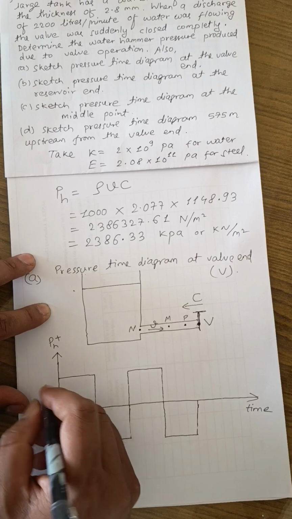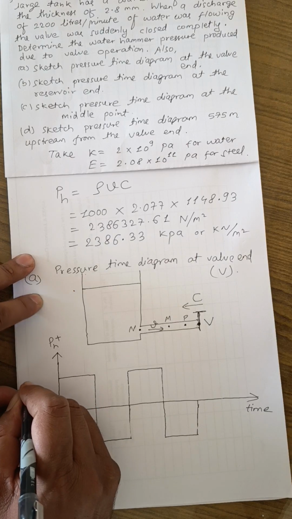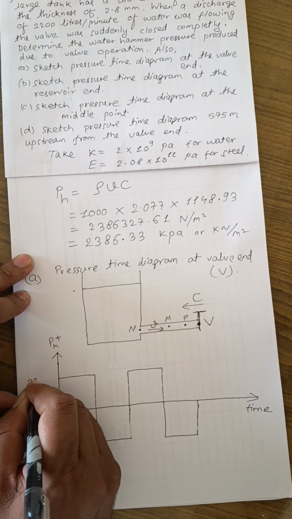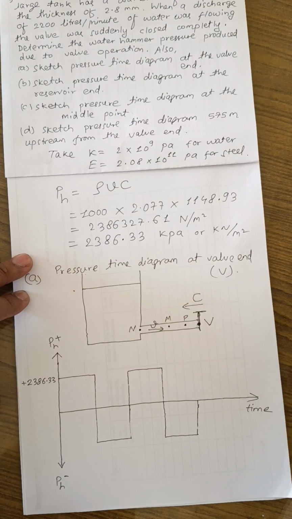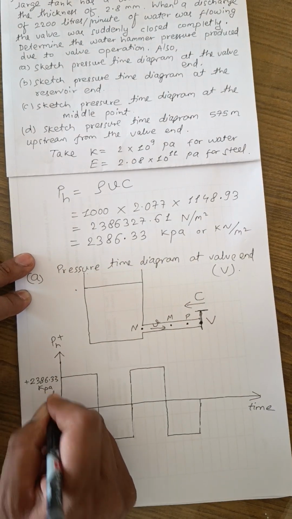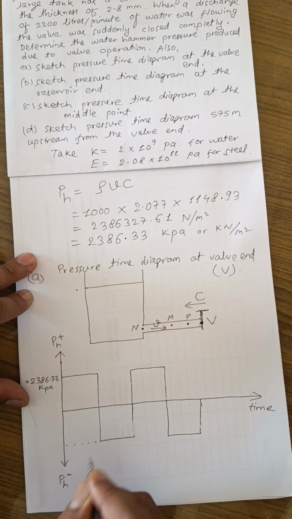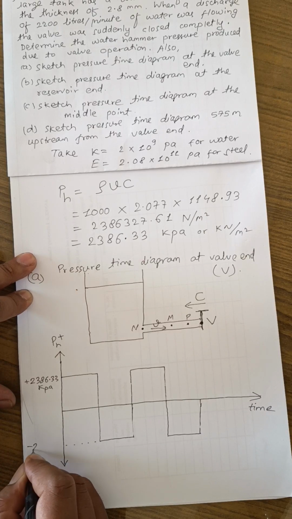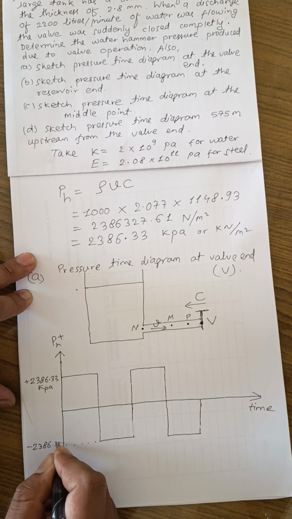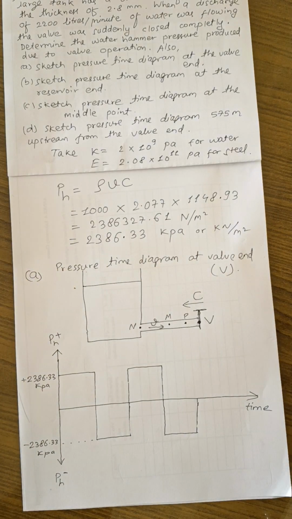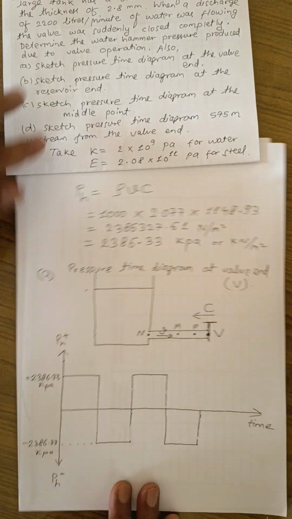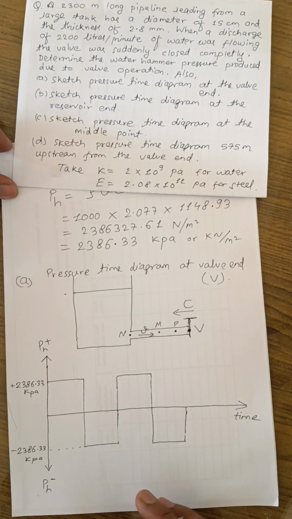So first of all, the pressure is how much? The positive pressure is 2386.33 kilopascal, plus. You have to put a plus here. And this is going to be negative pressure in this part, minus 2386.33 kilopascal. This is the negative pressure, and we only have to consider the highest pressure generated due to the valve closure condition, because we don't have to consider the damping cases.